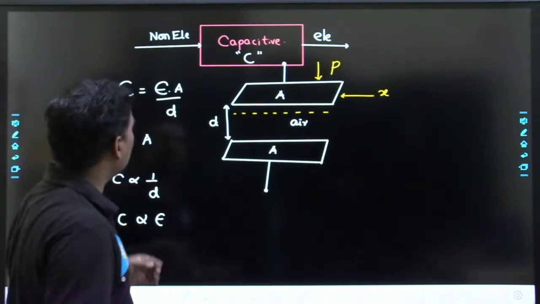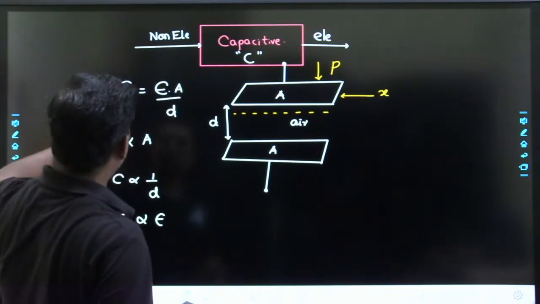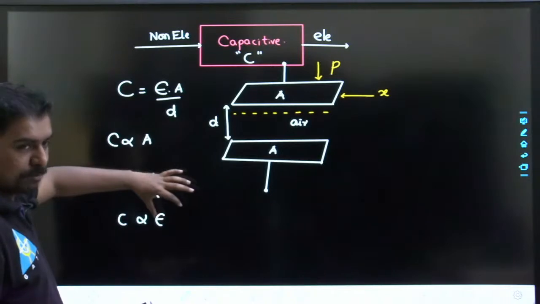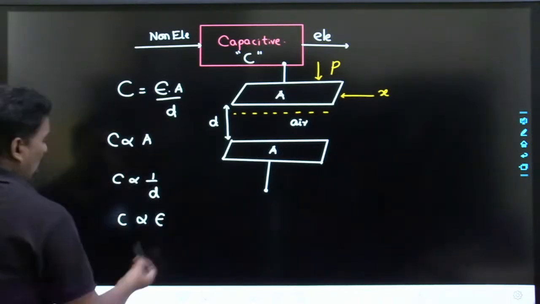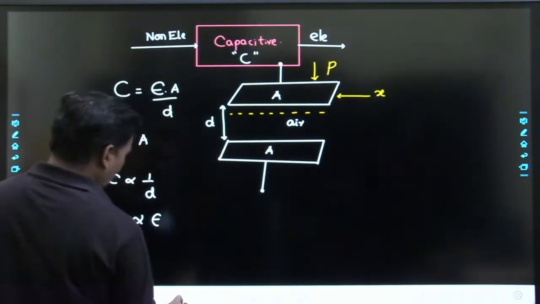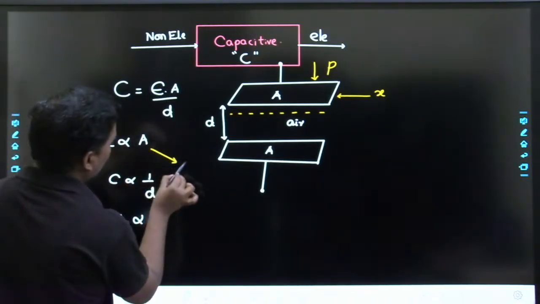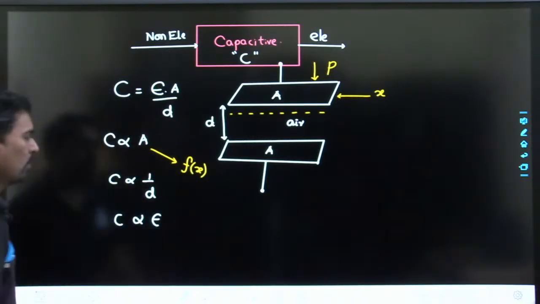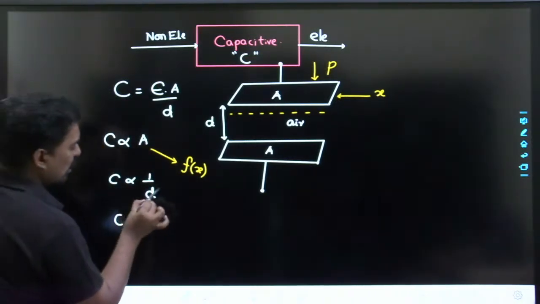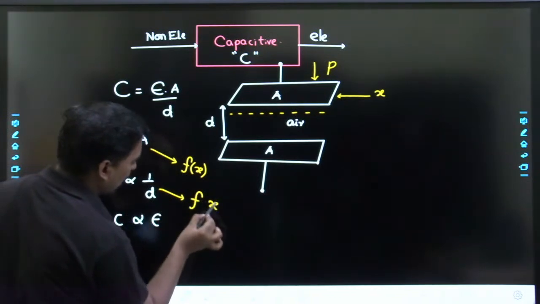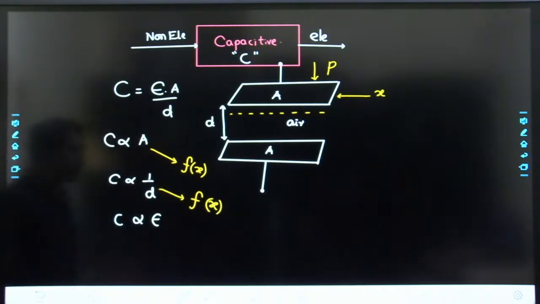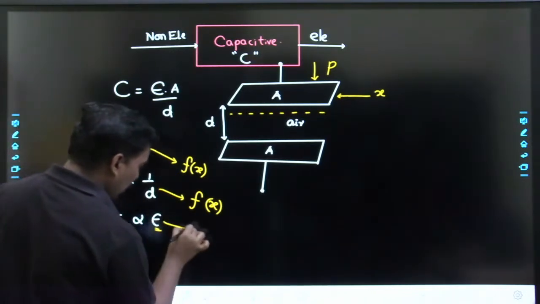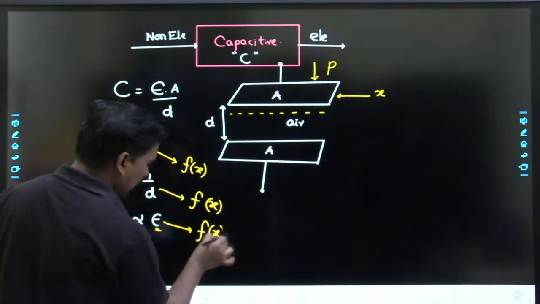So capacitance is changing due to overlapping area, due to distance between the plates, and due to permittivity. By applying the non-electrical quantity, C is proportional to area, and this area can be variable as a function of the non-electrical quantity. C is inversely proportional to D, and this D can be variable as a function of the non-electrical quantity. C is proportional to dielectric permittivity, and that also can be variable as a function of the non-electrical quantity, f of x.